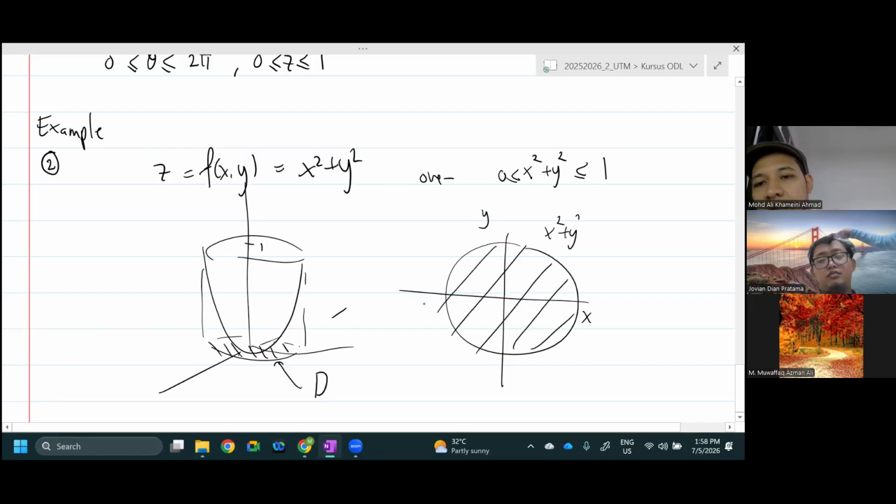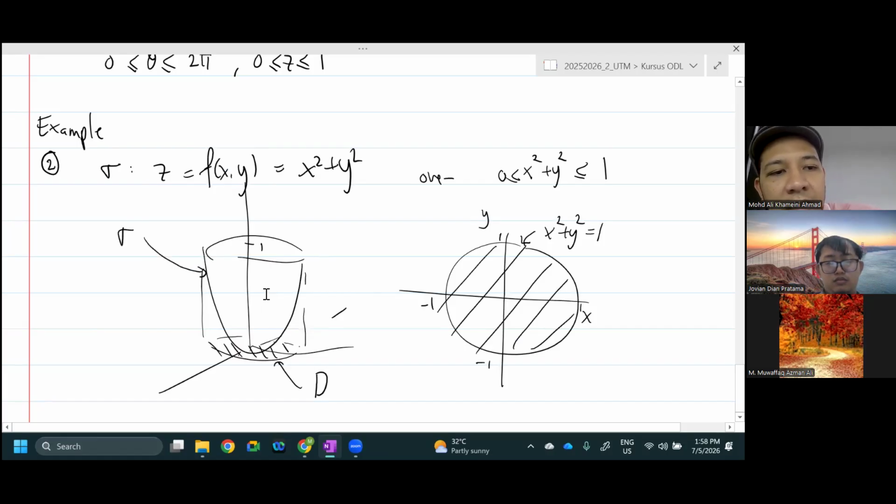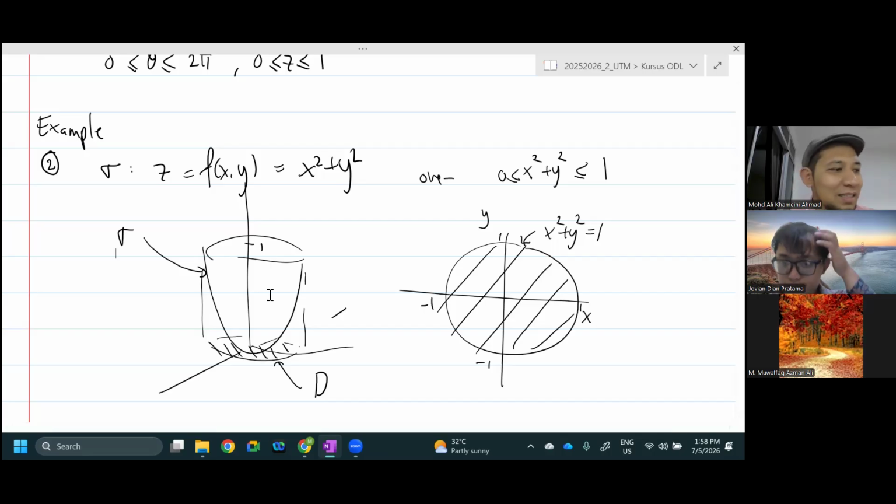X squared plus Y squared equal to 1 is the boundary here, the circle here. 1, negative 1, negative 1, 1. Circle center 0, 0. And then our surface. Usually I did not write sigma here. So this one is our surface, the paraboloid there, a part of the paraboloid. So that's a little bit on the surfaces. So far, so good. That's it for the first part.